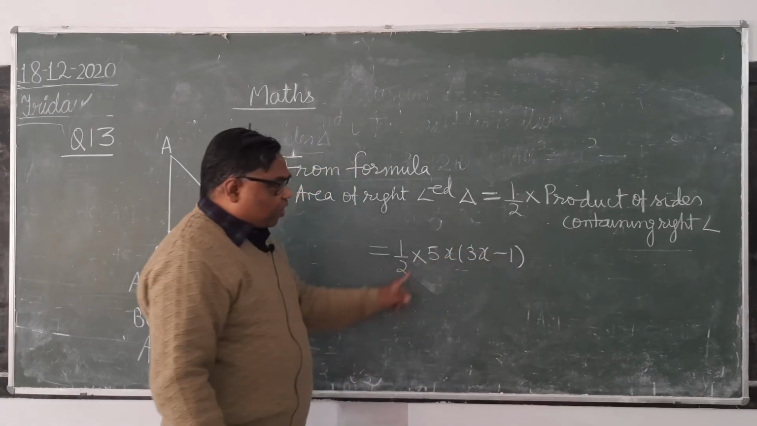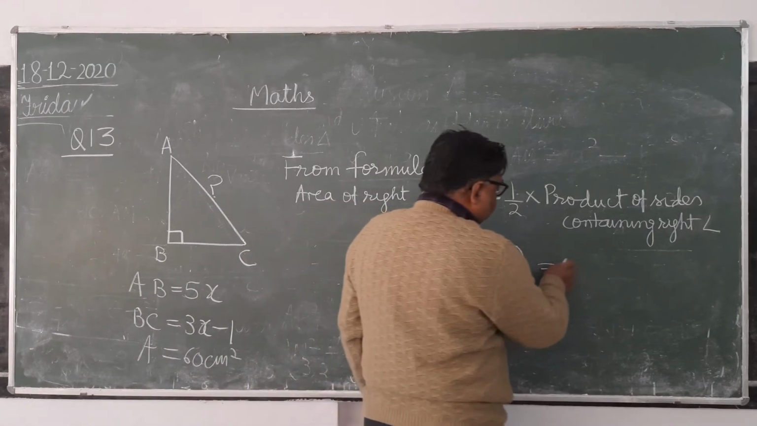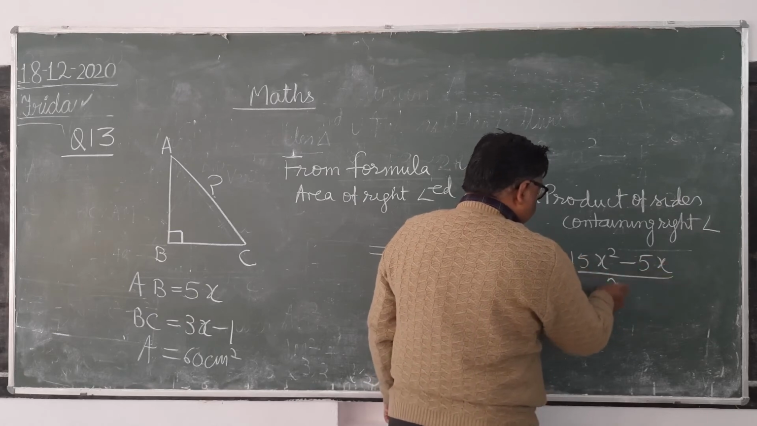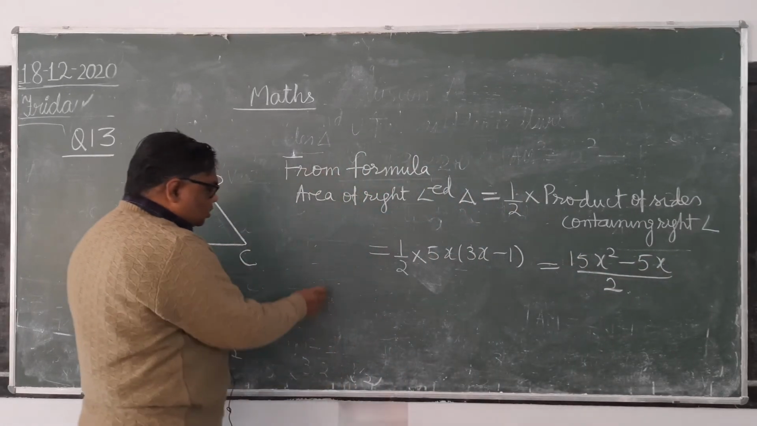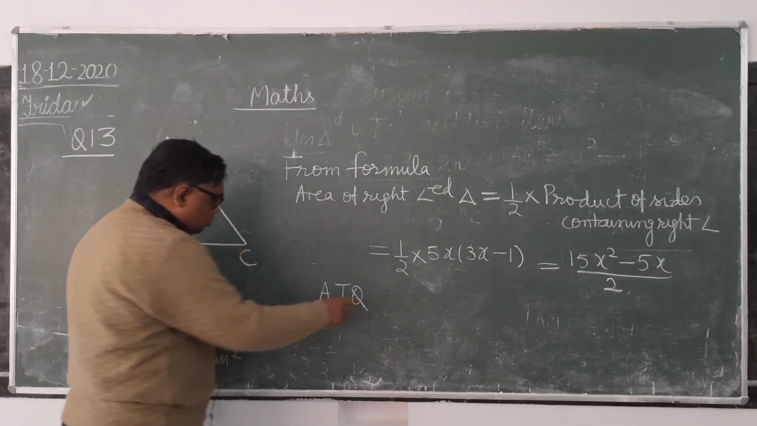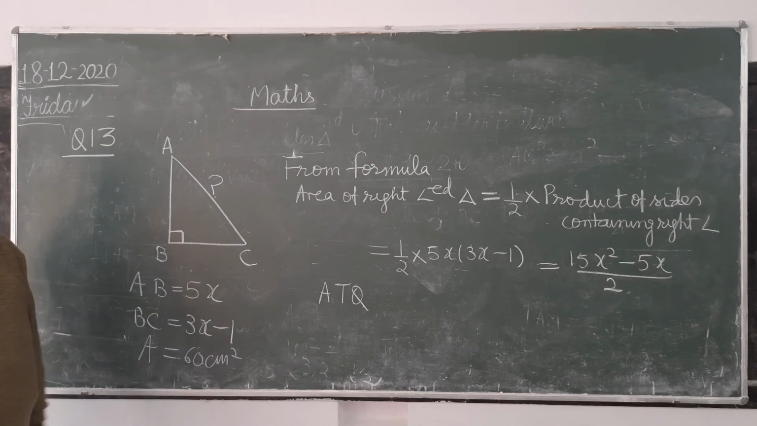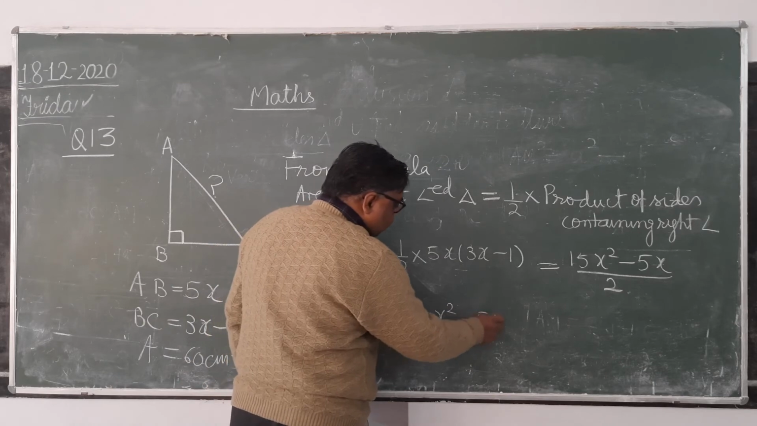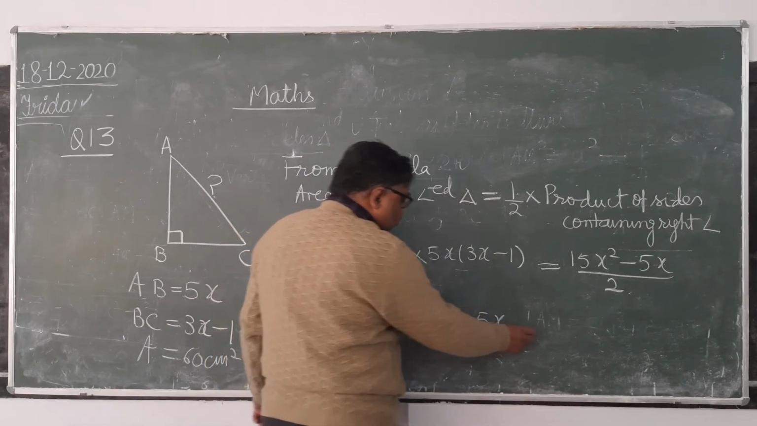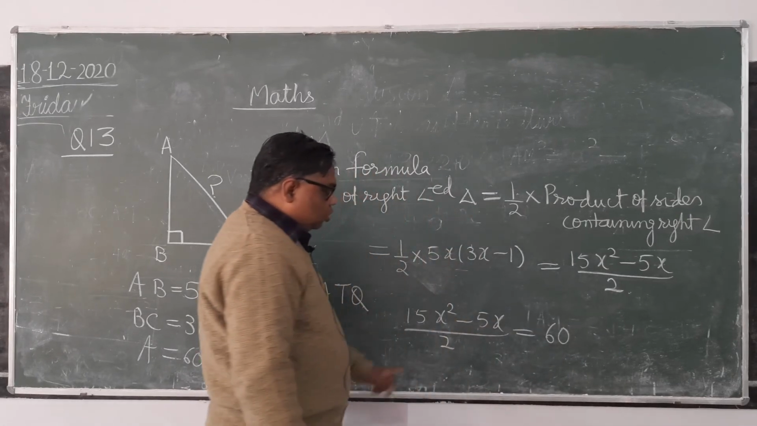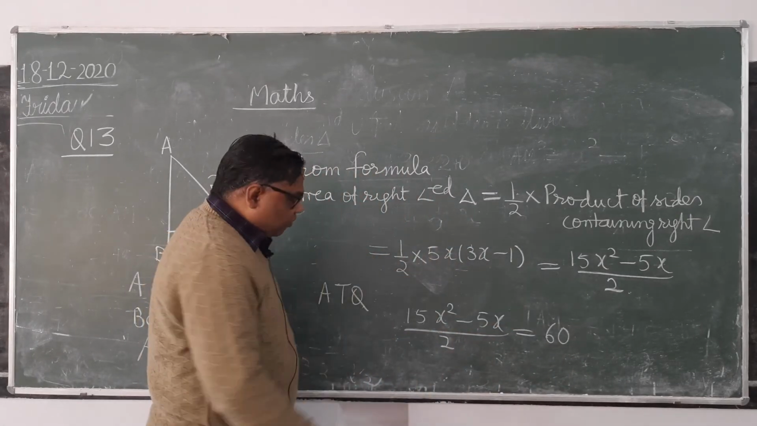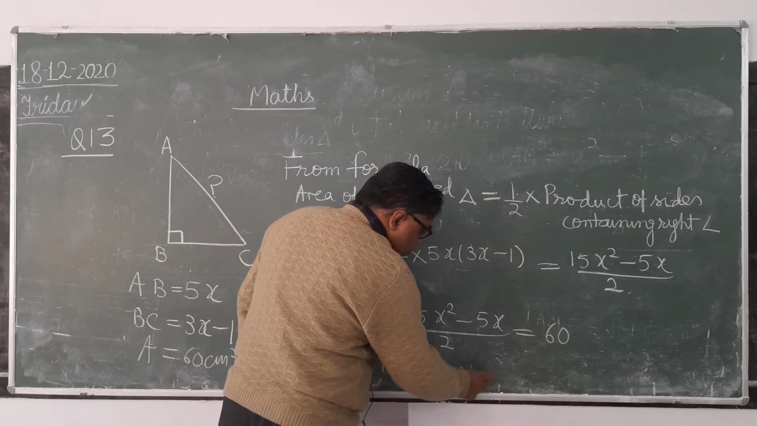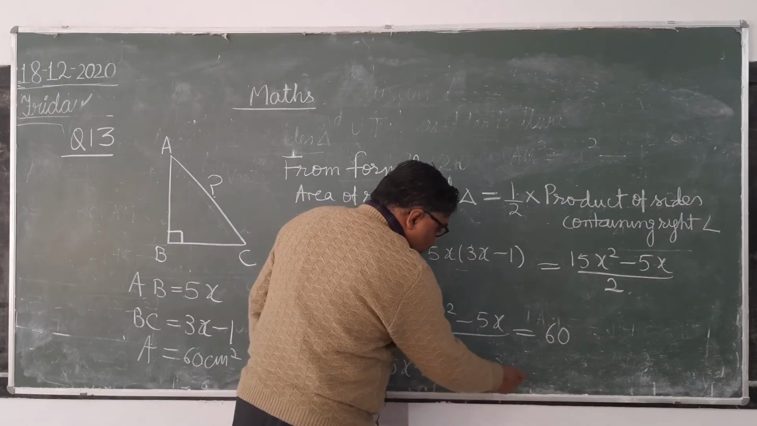You open the bracket: 5x into 3x, 15x square, minus 5x, divided by 2. But according to the question, it is given how much? 60 centimeter square. So you equate 15x square minus 5x upon 2 equals to 60. You multiply 2 to that side. So it will become 15x square minus 5x equals to 60 into 2, 120.